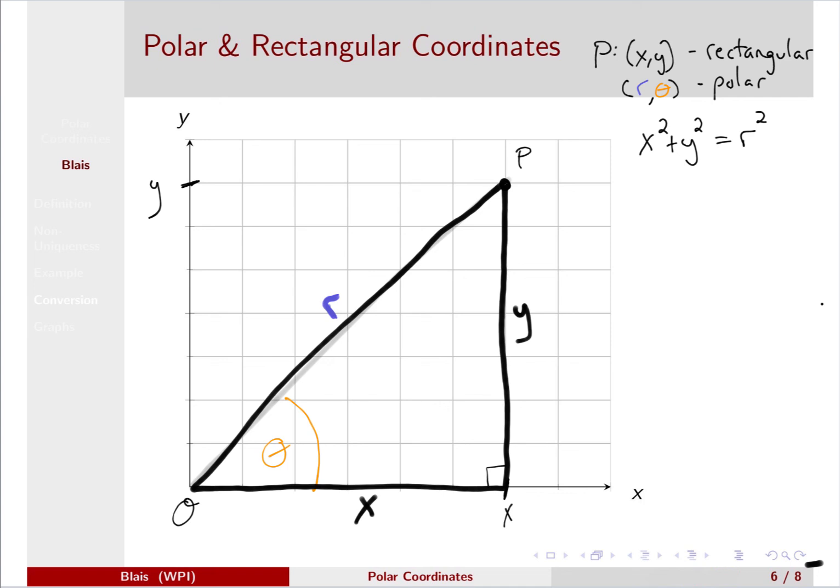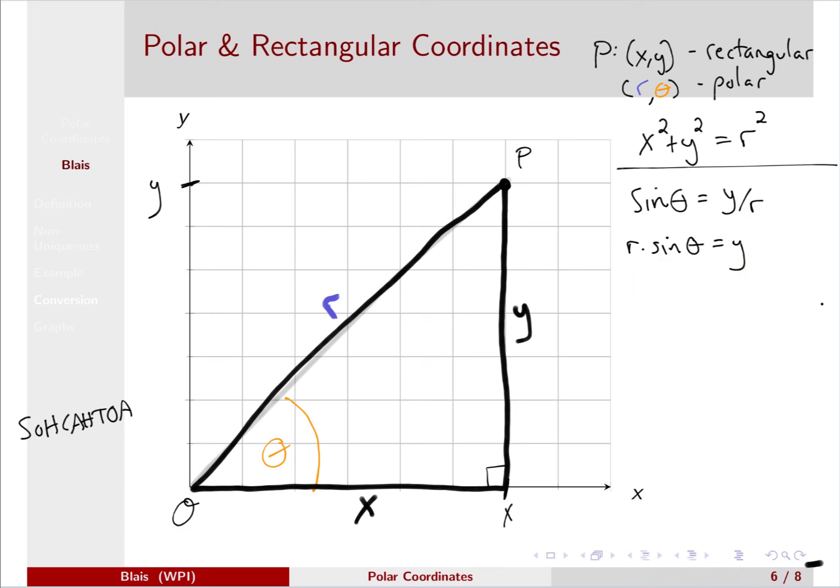Well, we can then think about our trigonometry rules. So think about our SOHCAHTOA rule. We know that the sine of theta is the opposite over the hypotenuse. So we have sine of theta is y over r, or multiplying both sides by r, r times sine of theta equals y. Another equation relating a rectangular coordinate to polar coordinates.